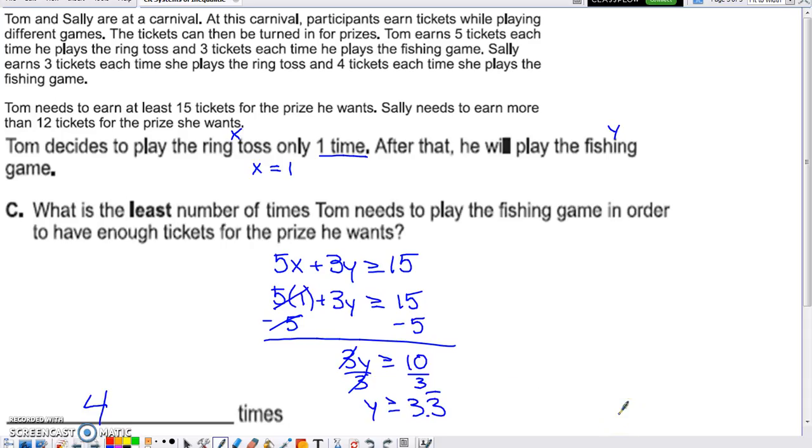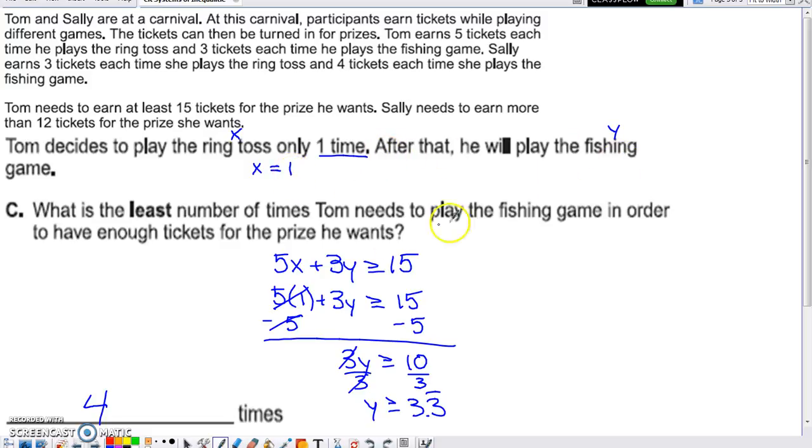Part C is kind of similar. It says what is the least number of times Tom needs to play the fishing game in order to have enough tickets for the prize he wants. And I guess I forgot to read this little sentence that was above where it actually listed part C. It says Tom's going to only play the ring toss 1 time. Ring toss is X, so he's going to get 5 tickets from that, right? We're basically going to be putting 1 in for X in our inequality.